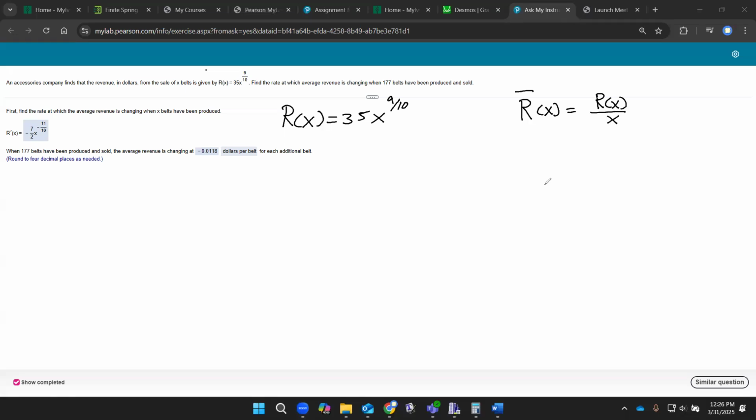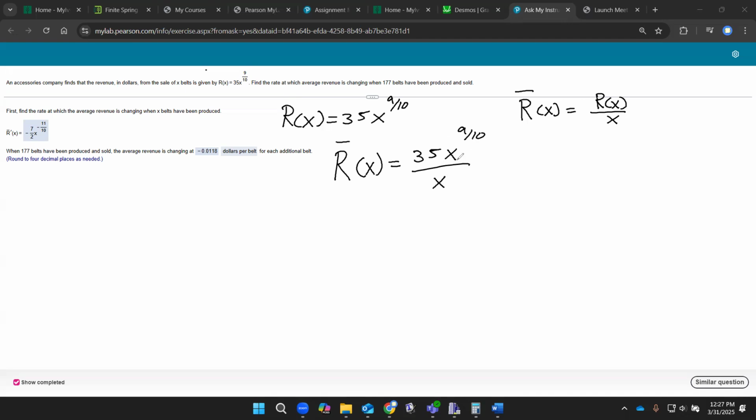I guess that kind of makes sense because you divide by how many you have. So that would be the average revenue. If you have 10, you divide by 10. Okay, fine. So we have to find that for this problem. So the average revenue in this case would be 35x to the 9/10 over x.